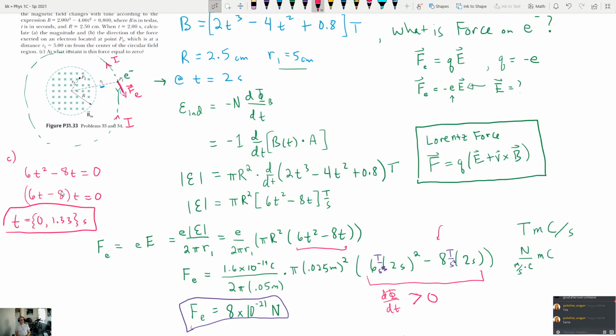I was going to say, if the magnetic field is changing in time and you get a changing flux and that produces an electric field here, the electron isn't really going to be here at that moment in time. You know what I mean? It's going to move. Would you all agree?